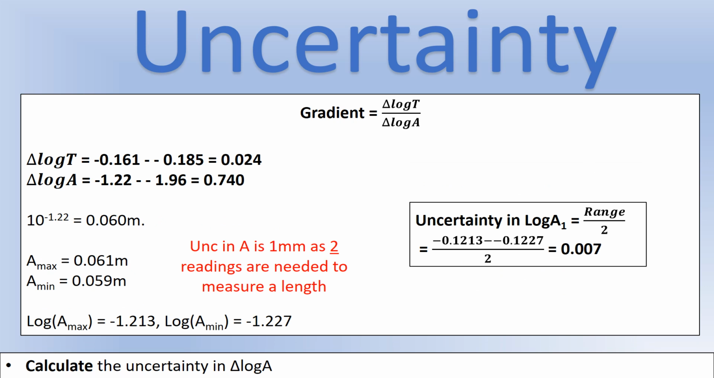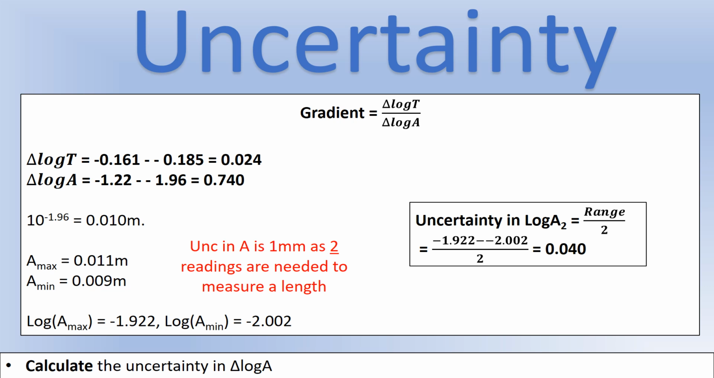The same process for the amplitude, but this time we don't have repeat readings for the amplitude, so we're going to use the resolution of the measuring device as a way of guessing what the uncertainty is. So I started the same way. I did 10 to the power of minus 1.22, and I've used an uncertainty of 1 millimeter. A meter ruler is an analog measuring device, so you'd have expected the uncertainty to be 0.5 millimeter. But remember, to measure length, we take 2 readings from our ruler and find the distance between them. So that's why it's 1 millimeter there, because we've doubled it. So we've got A max and A min. We found log of A max, log of A min, found the difference between those divided by 2, and we've got our uncertainty in our first value of log of amplitude.